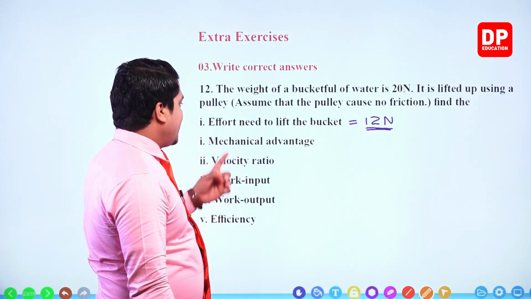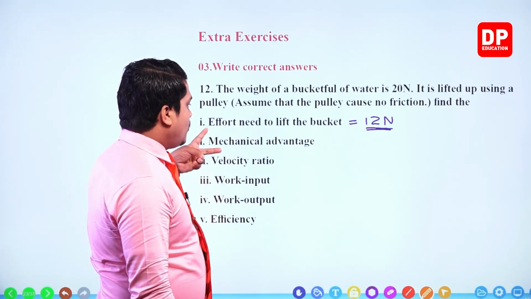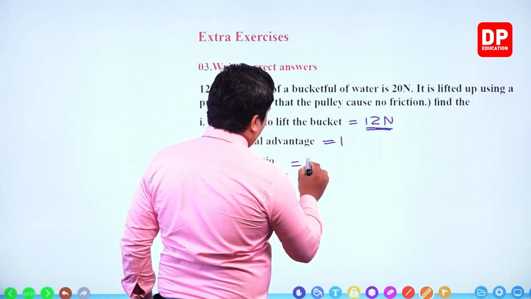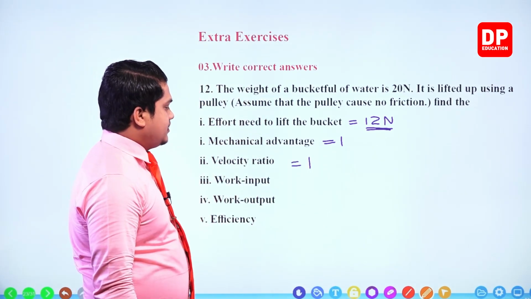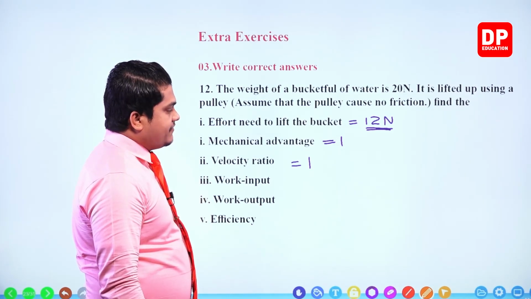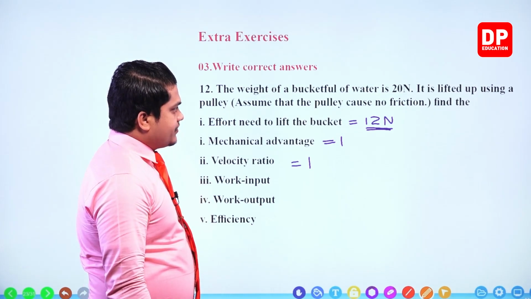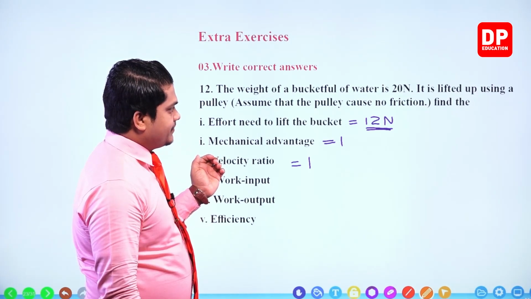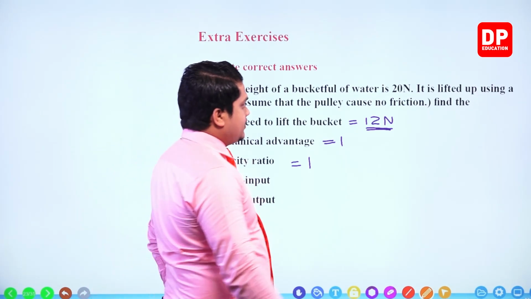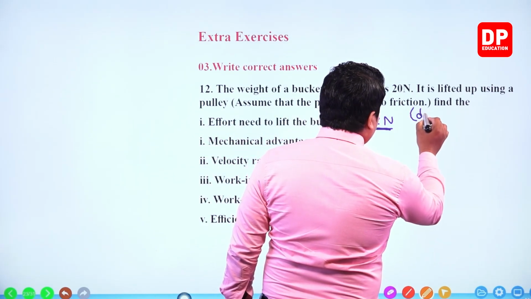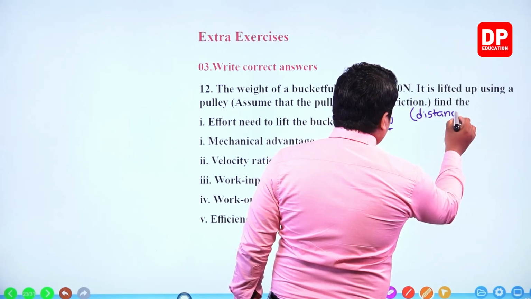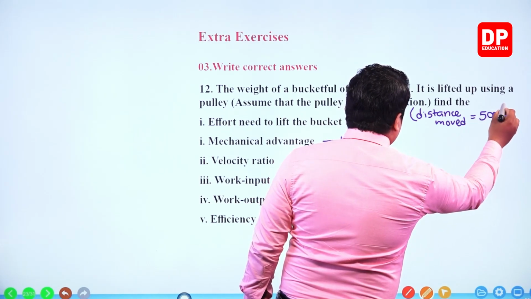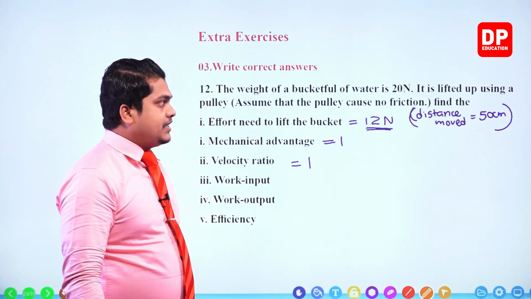Right? Next one. Mechanical advantage and velocity ratio. All of these two are equal to 1 in a pulley. That's the answer. Right? Then work input, work output and the efficiency. So my dear children, here specifically they have not given a certain distance, right? So therefore, let's imagine distance moved is equal to 50 centimeters.